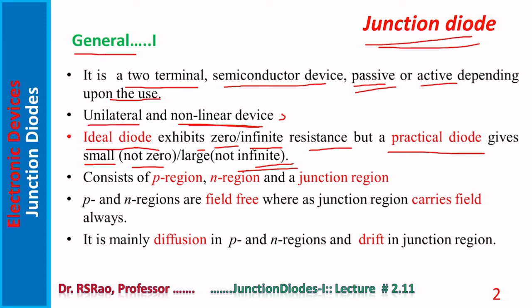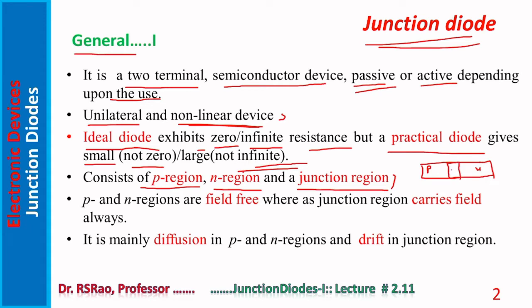Structurally, diodes consist of a P region, an N region, and a junction region. Three regions exist. It is like this. One side P-type semiconductor, other side N-type semiconductor. In between, there exists a small region.